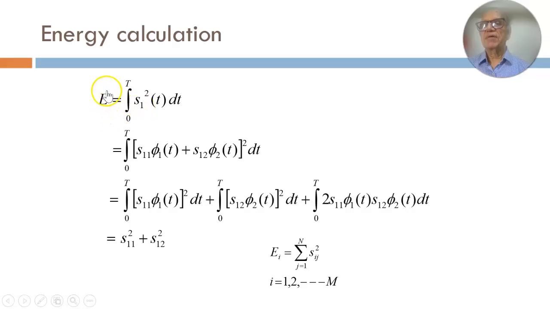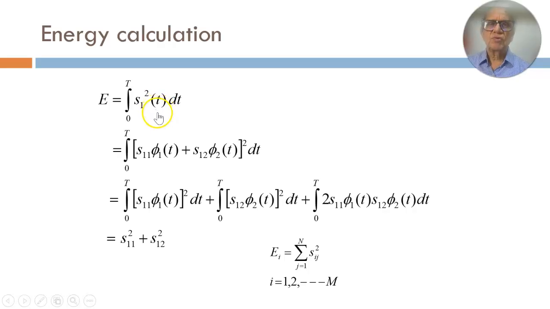So let us do this calculation. Energy of S1(t) can be calculated in the time domain like this: integral from 0 to T of S1(t) whole squared dt. Remember, we are doing a normalized calculation. That is why although S1(t) is a voltage, we don't see any resistance here, because we are always assuming for normalized calculation that resistance is equal to 1 ohm. So E is equal to the integral of S1(t) squared dt. So energy can be calculated in terms of the signal, which is a function of time.